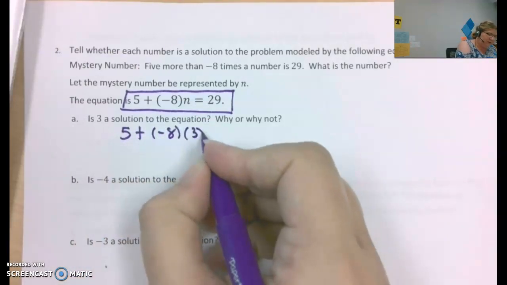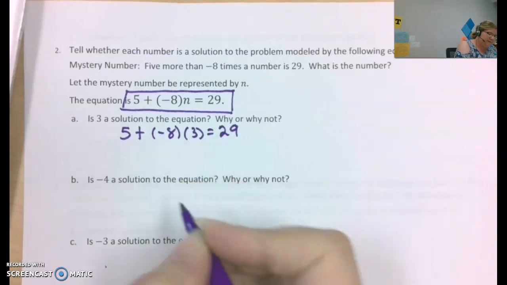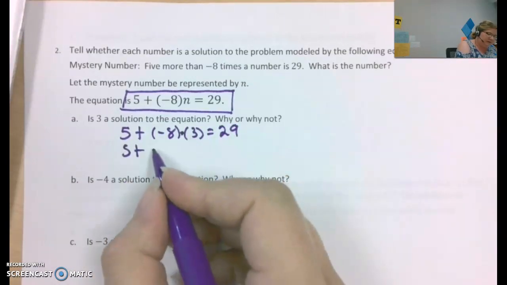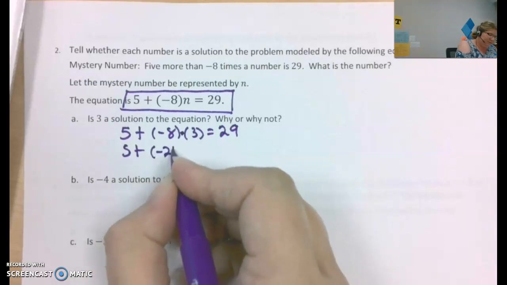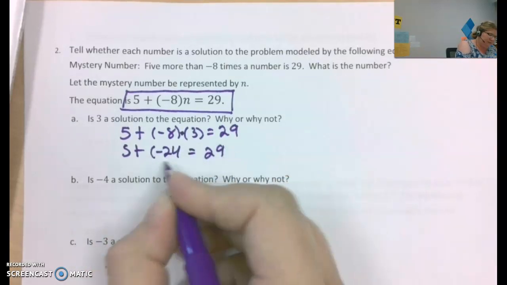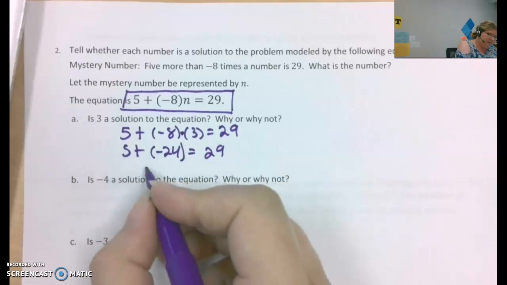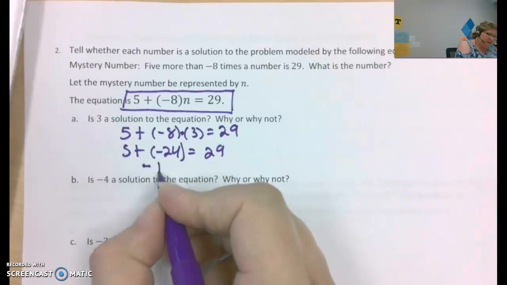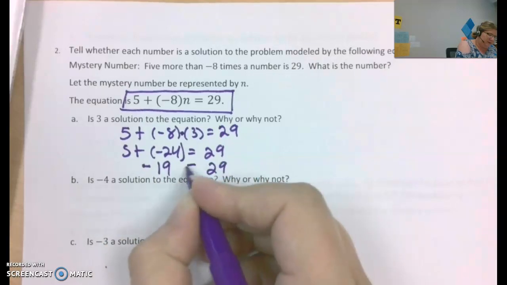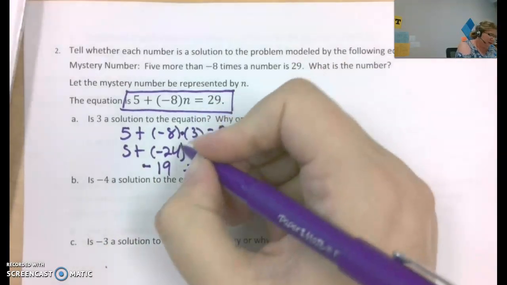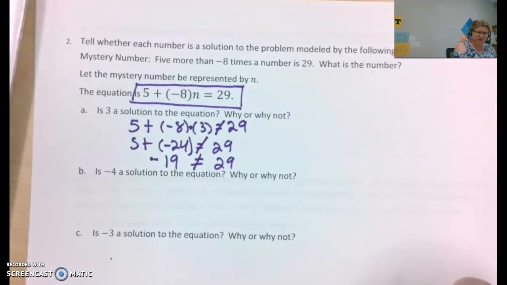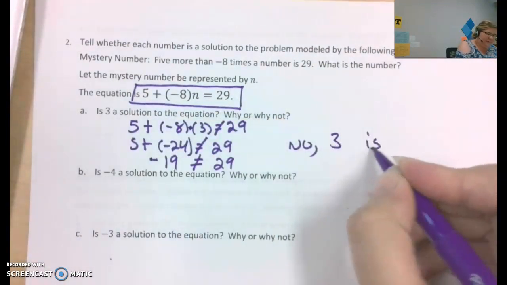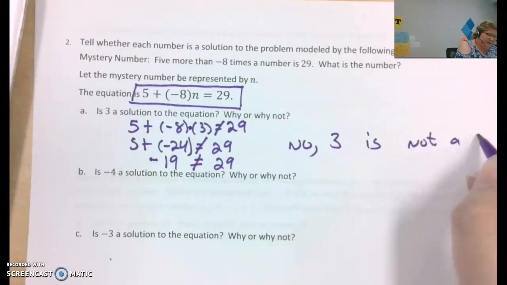The order of operations always applies. So we're going to do multiplication here first. Okay, and that would be negative 19, which is not equal to 29. Make all those not equal to, and then I say no, 3 is not a solution.